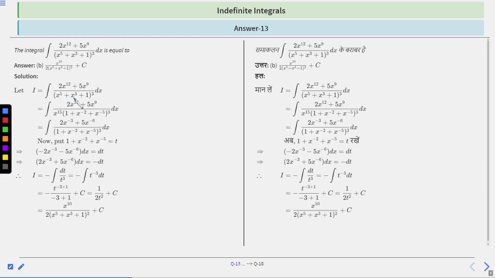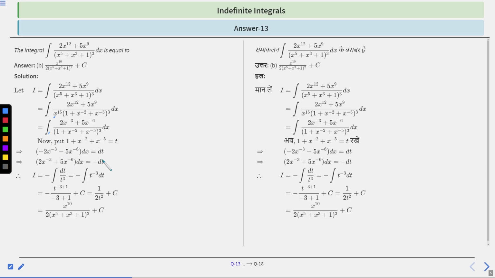As we have discussed, I is basically the integral of 2x to the power 12 plus 5x to the power 9 upon x to the power 5 plus x cube plus 1 whole cube dx. Now it can be written as 2x to the power 12 plus 5x to the power 9. As we have discussed, we have taken x to the power 5 common. So outside it will be x to the power 15 into 1 plus x to the power minus 2 plus x to the power minus 5 whole cube dx. Now, divide x to the power 15 in the numerator part. You will get 2x to the power minus 3 plus 5x to the power minus 6 upon 1 plus x to the power minus 2 plus x to the power minus 5 whole cube dx.